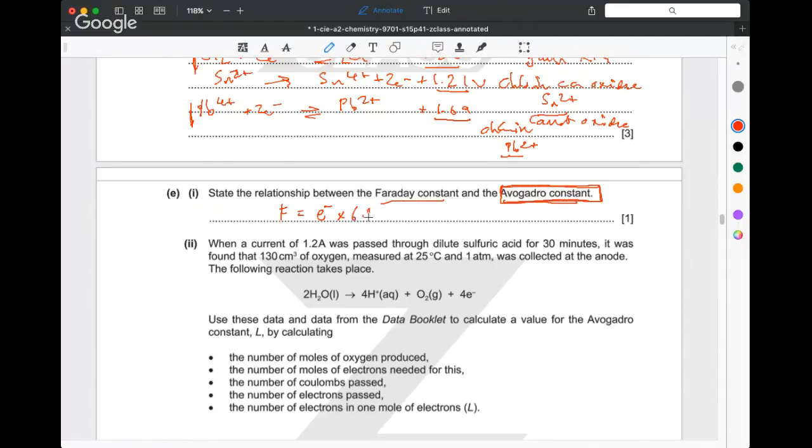6.02 times 10 to the 23. So we can say that the Faraday constant is just the charge on one electron multiplied up by a mole of electrons. So that's the charge carried by 1 mole of electrons. And so the relationship is that the Faraday constant is equal to the Avogadro constant times the charge on one single electron. And so that gives us the total amount of charge on 1 mole of electrons. So that's the relationship there. That the Faraday constant is equal to the charge on one electron multiplied by the number of electrons in a mole.